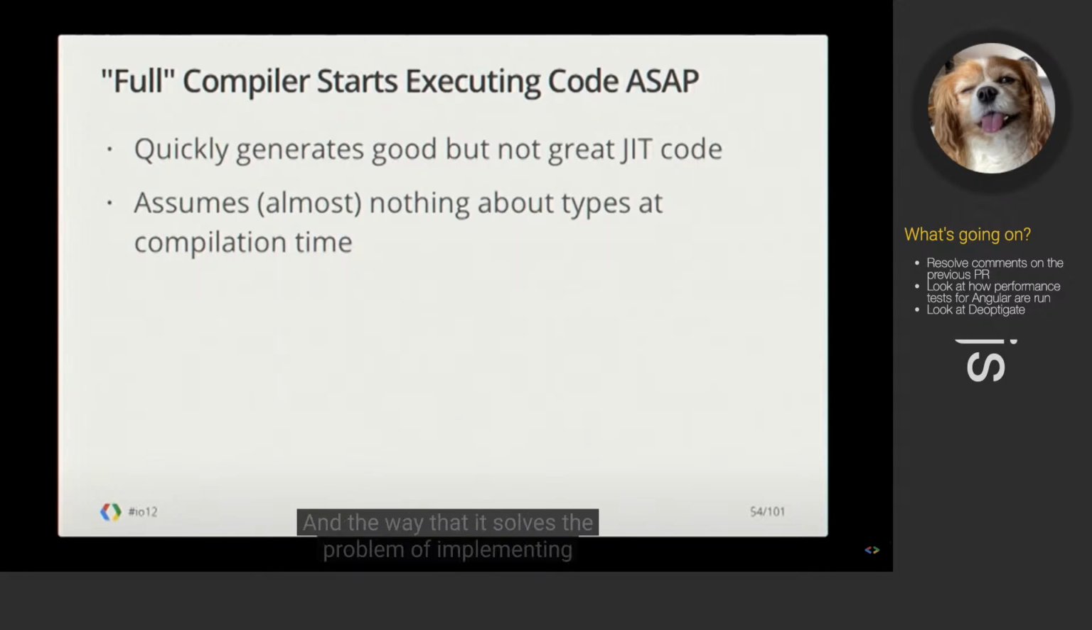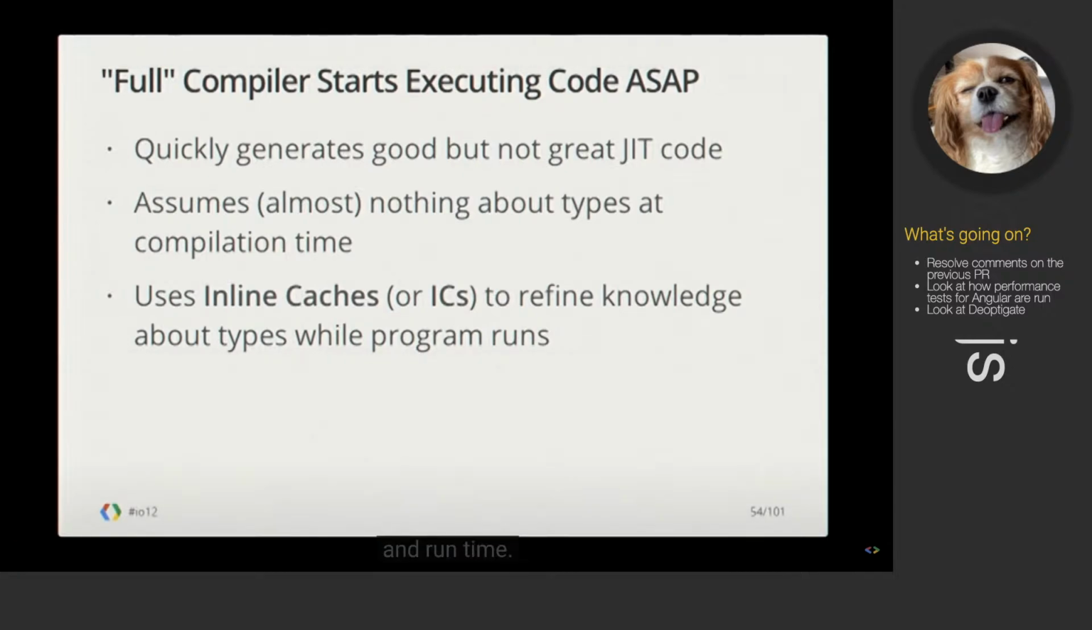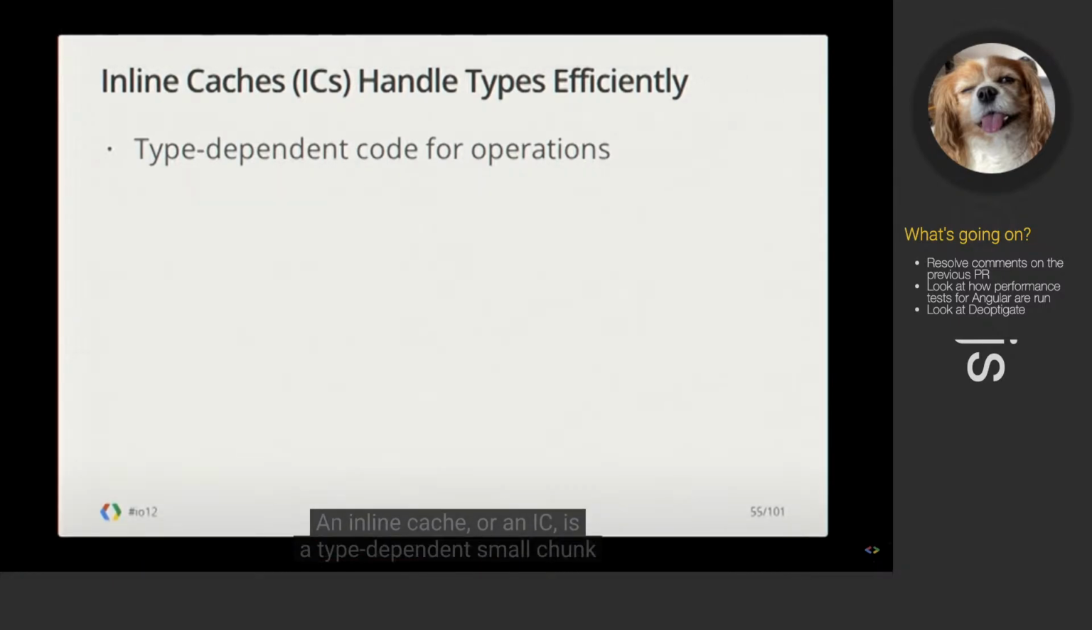And the way that it solves the problem, and what inline caches do, is they gather type information at runtime, and they optimize the code as you go. So you pay as you go. And here's the way inline caches work. An inline cache, or an IC, is a type-dependent small chunk of code that knows how to do an operation given specific inputs of a particular hidden class.